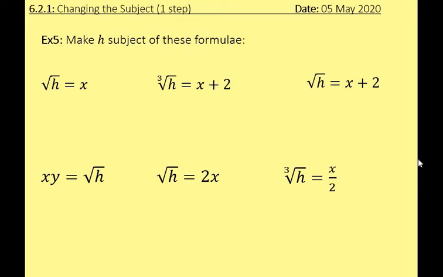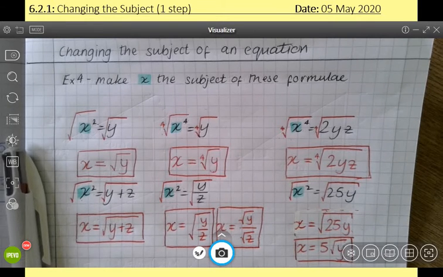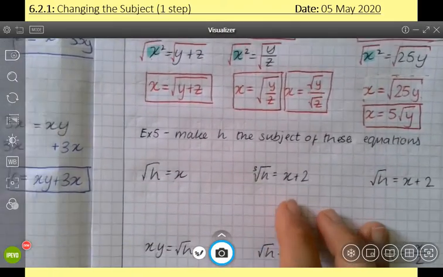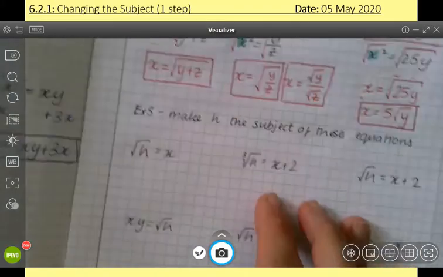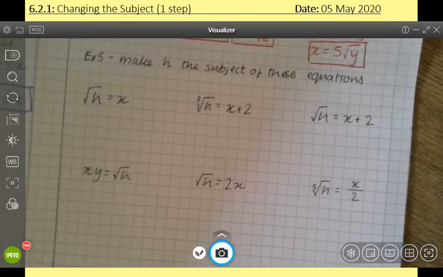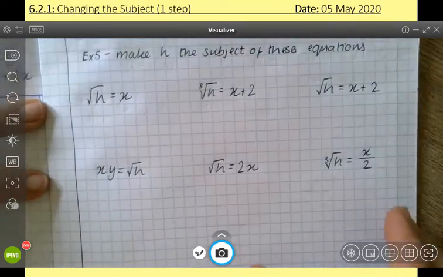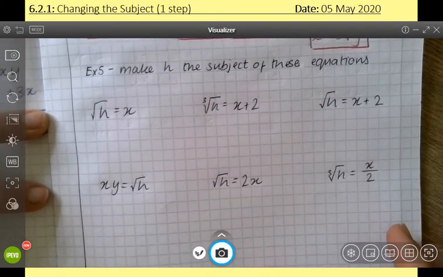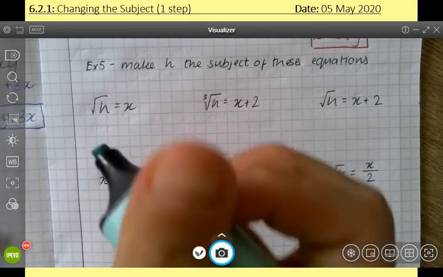So, we're now going to go through these 6 examples, which are really similar to the last ones. So, get ready to copy these down. In these 6 example questions, we want to make H the subject.